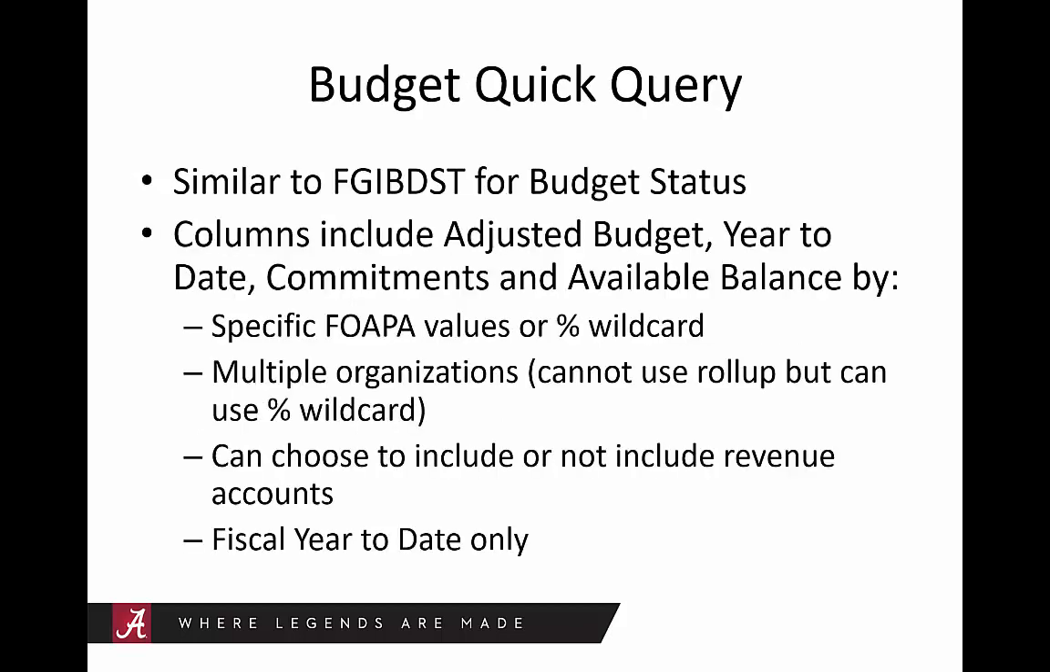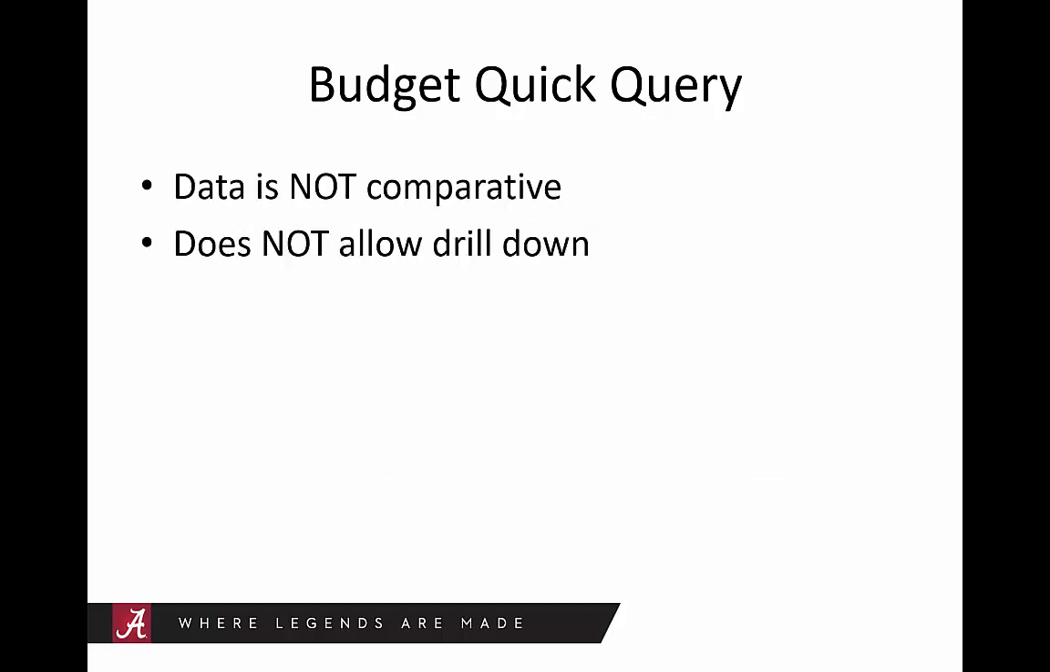First, the Budget Quick Query. This is similar to FGI BDST for budget status. Columns include adjusted budget, year-to-date, commitments, and available balance. You can filter by specific FOAPAL values or the wildcard. Multiple organizations can be queried, but only by using the % wildcard and not the roll-up. You can choose to include or not include revenue accounts, and this query is only for fiscal year to date. The data in this query is not comparative, and it does not allow for drill down.